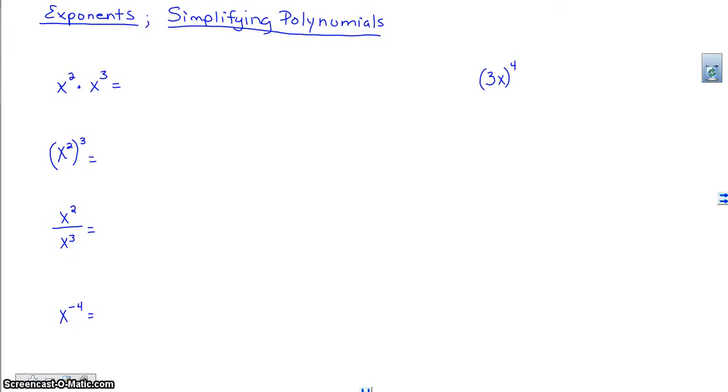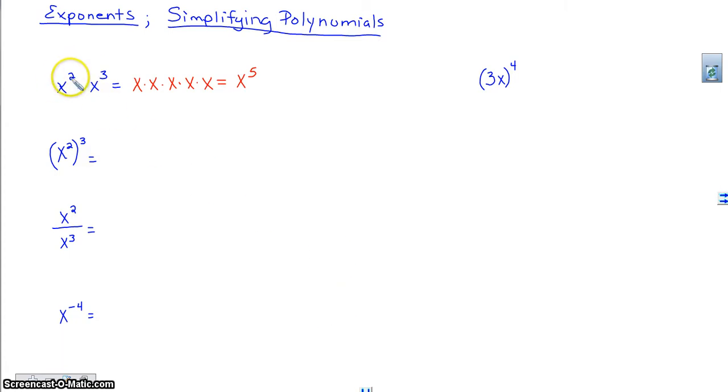Alright, so we are going to review exponent rules and simplifying polynomials. So to start out, let's look at this first one, x squared times x cubed. x squared means, if when in doubt, you write it out. So x squared is actually x times x, there's two of them, and x cubed is x times x times x. And so when we multiply everything together, we have 1, 2, 3, 4, 5 x's. So x to the fifth would have been the answer.